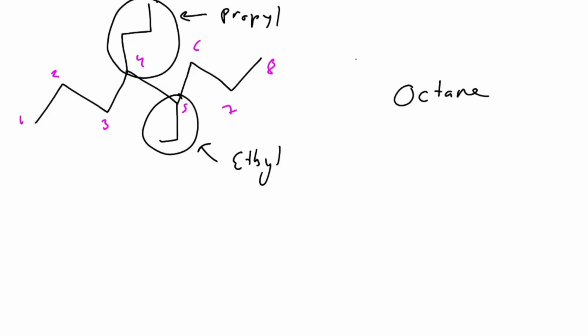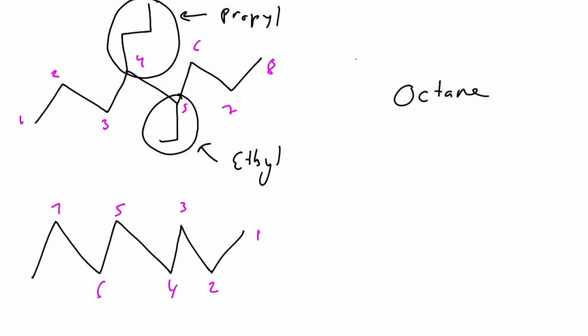So let's just redraw this and look at it again. It's a little janky, but I think it'll be fine to show what we're trying to do here. We'll count from the right side. It'll be 1, 2, 3, 4, 5, 6, 7, and 8. Okay? And my ethyl would be right over here. And my propyl would be here.